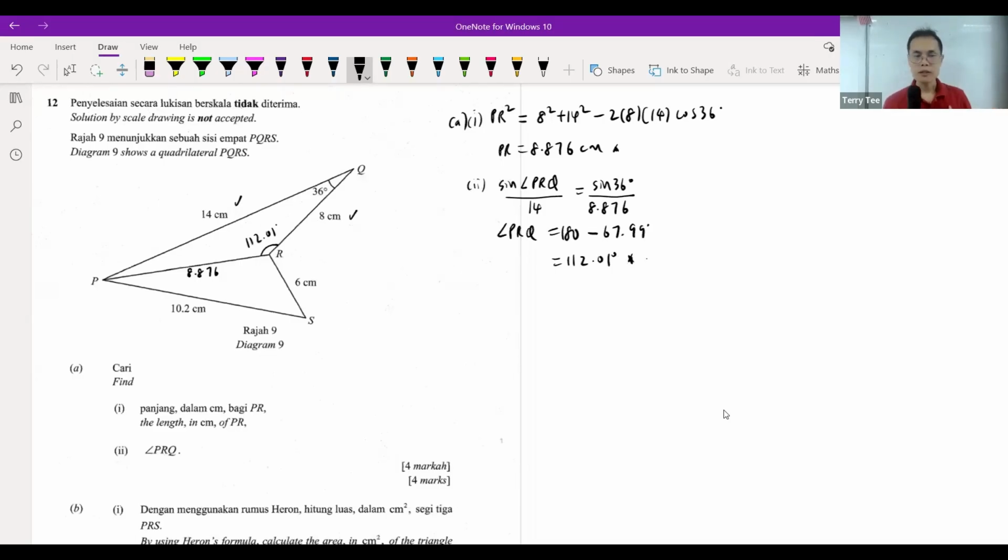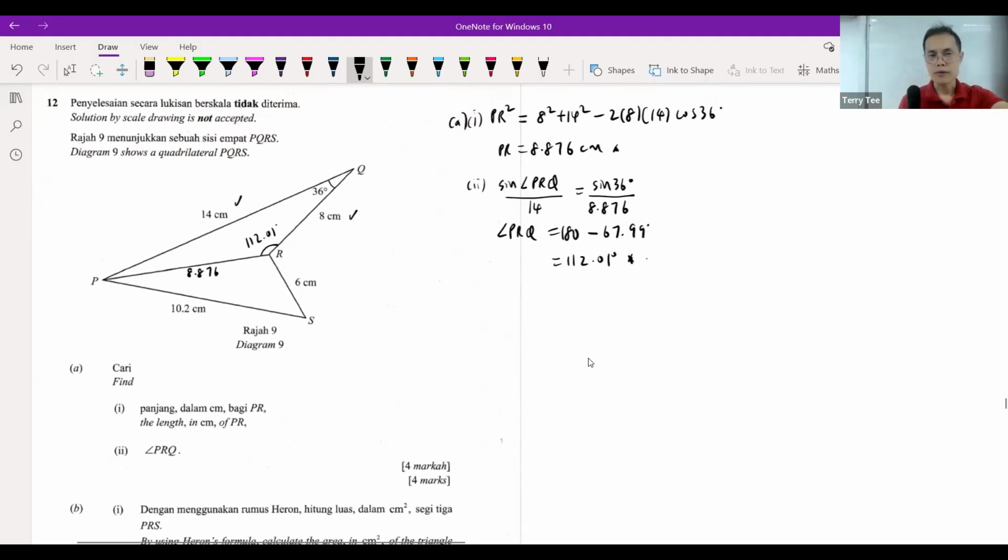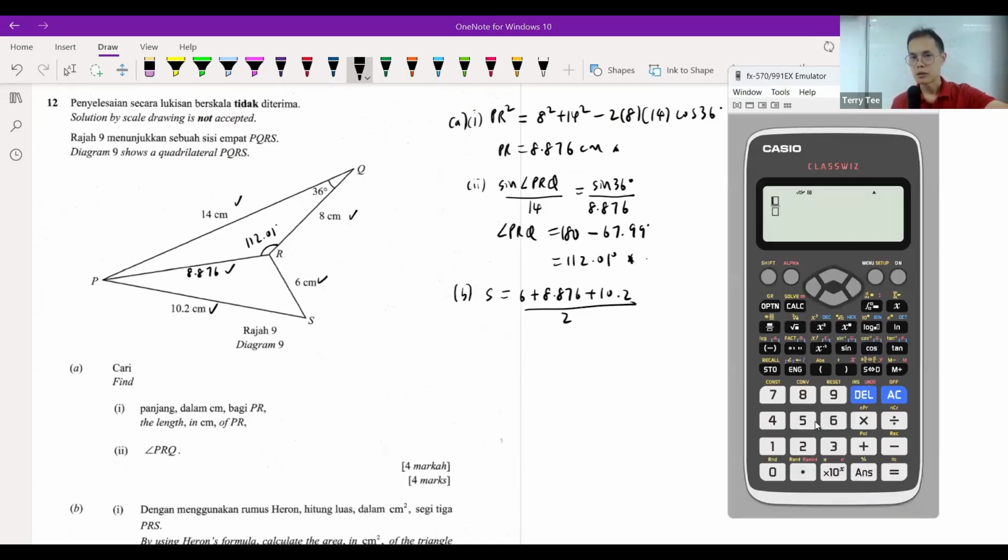So then by using Heron's law, calculate the area of triangle PRS. Okay, so we got this length. Actually, for Heron's law, we need the lengths of 3 sides, right? You don't need any other thing, okay? We can just take our semi-perimeter first, which is 6 plus 8.876 plus 10.2, divided by 2. Semi-perimeter means perimeter divided by 2.